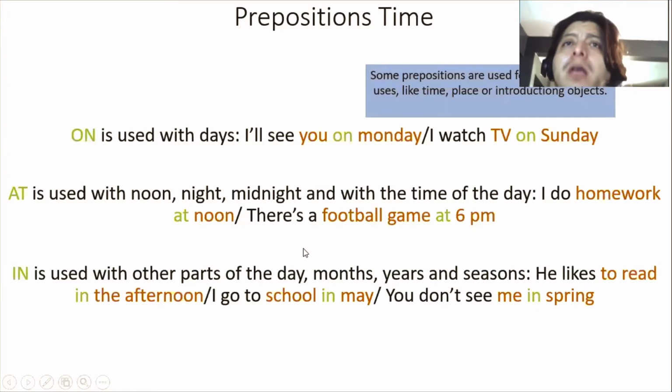Remember, okay? In is for days, some parts of the days, like afternoon or the complete day, for months, years, and seasons. At is for noon, night, midnight, and the specific time of the day. And on is just with the days of the week. On this day, on that day. Those prepositions are prepositions of time.